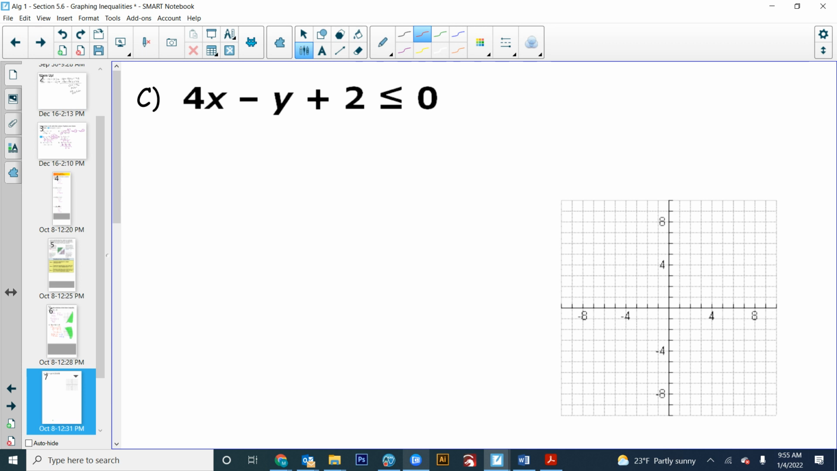If I add y to both sides, isn't that 4x plus 2 is less than or equal to y?